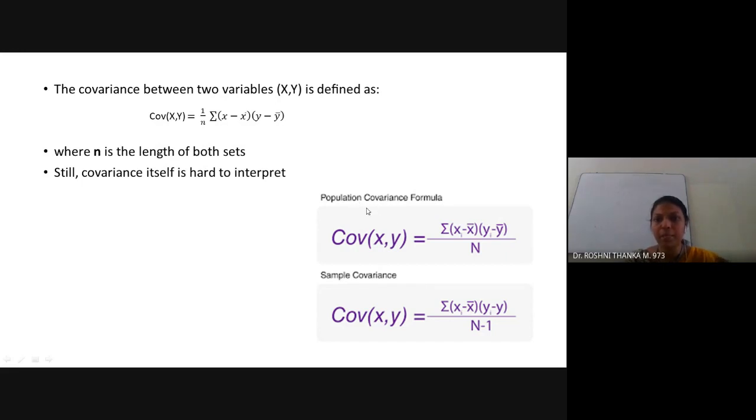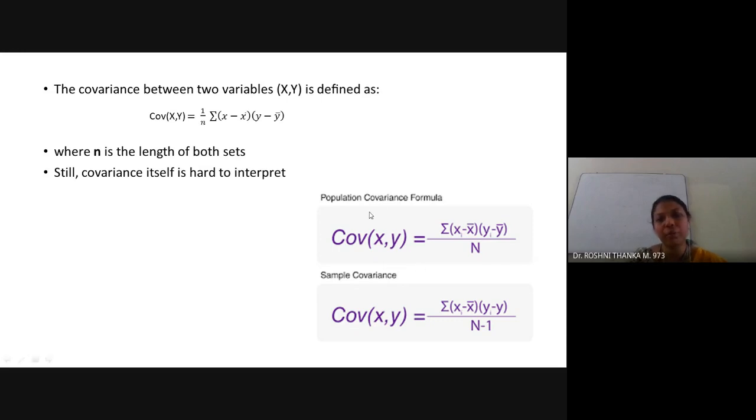We have a formula: population covariance and sample covariance. What is the population covariance? It is the total data set which we have. And what is sample covariance? We take a subset of the population, and then we find the relationship. We then relate the sample covariance with the population covariance, to see whether the subset of sample data is related to it. If the values are close to the population covariance, then I can say this sample covariance is related to the population covariance.